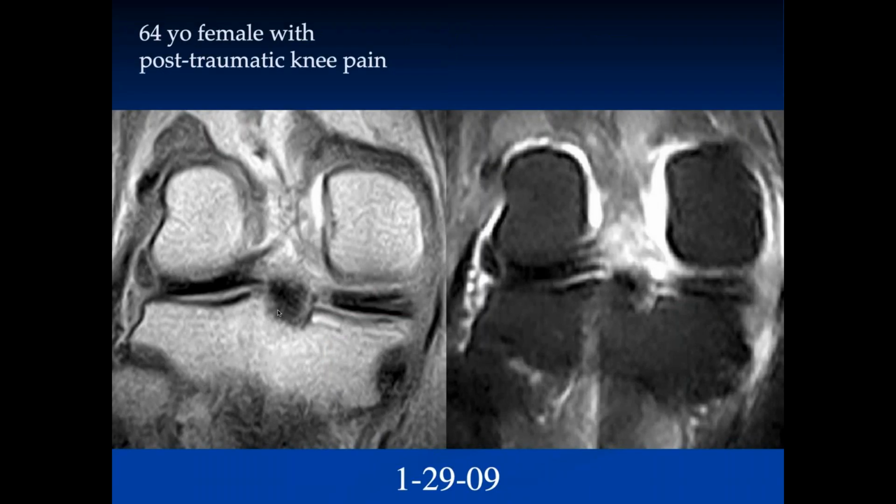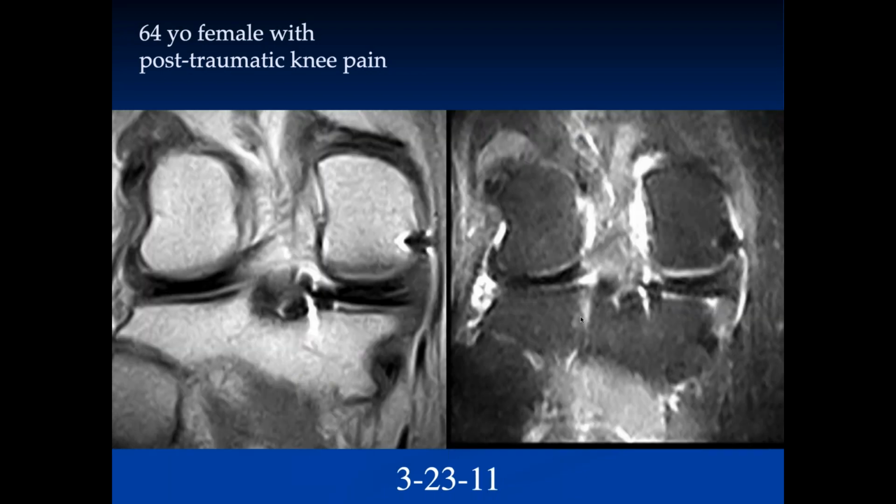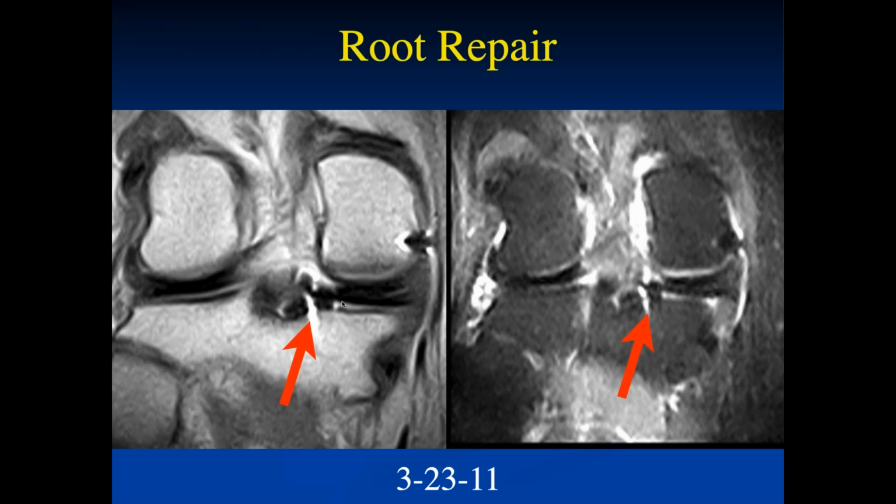Okay. There's a 64-year-old female with post-traumatic knee pain. Here we can see a root tear right here at the posterior root attachment of the medial meniscus. And here we had a lot of metal artifact in that location, after they tried to do a primary repair of the root. So that was a root repair.